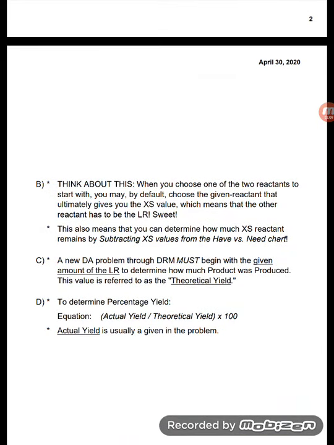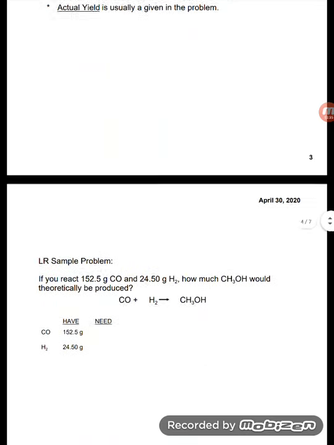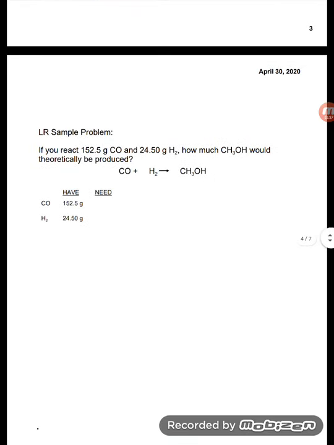So think about another couple things. When you choose one of the two reactants to start with, you may, by default, choose the given reactant that ultimately gives you the excess, which means the other is the limiting reactant. This also means that you can determine how much excess reactant remains. And again, that's something that we'll use our chart for that is going to end up being beneficial to you.